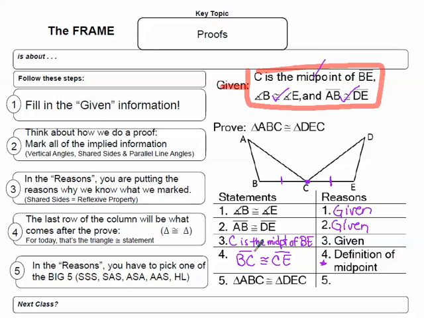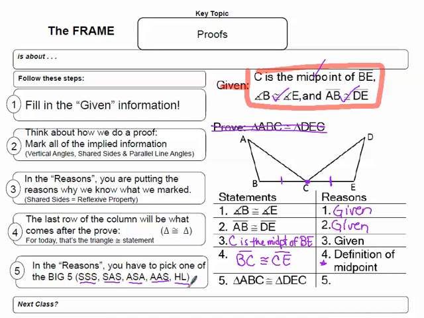And so now the very last row of the column will be what comes after the prove. For today, next class it's going to change, but for today, that's this triangle equals triangle. And the only thing you can put there is one of the big five. So that's where I'm going to stop. And I do not write the word prove. No matter what, if I put P-R-O-V-E here, it's going to be wrong. I have to put side, side, side, side, angle, side, angle, side, angle, angle, angle, side, or HL.